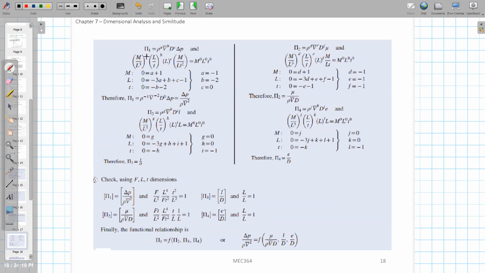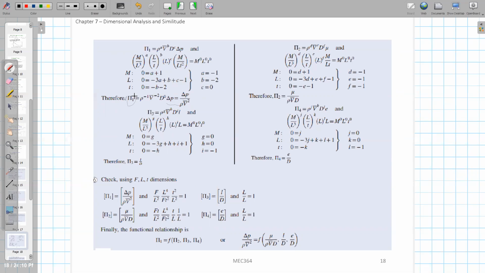And you're just equating the exponential terms, and the result will be 0 for M, 0 for L, 0 for T, giving 3 equations with 3 unknowns. You can find what A, B, C will be. After you find these A, B, C values, you substitute back into the function for pi 1, so you can define the first dimensionless parameter pi 1. It will be pi 1 equal to delta P over rho V squared.